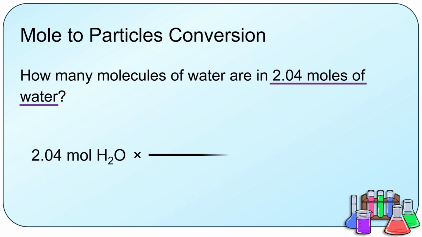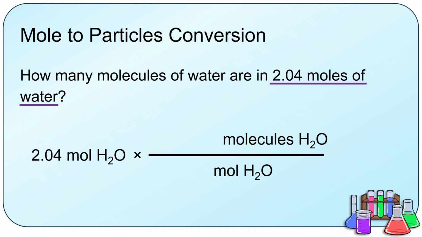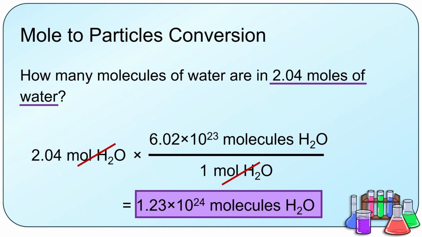I'll set up my conversion factor. Moles of water goes to the bottom. I'm looking for molecules, so molecules of water goes on top. The relationship is that 1 mole equals 6.02 times 10 to the 23rd molecules. Moles of water cancel, and I get 1.23 times 10 to the 24th molecules of water.